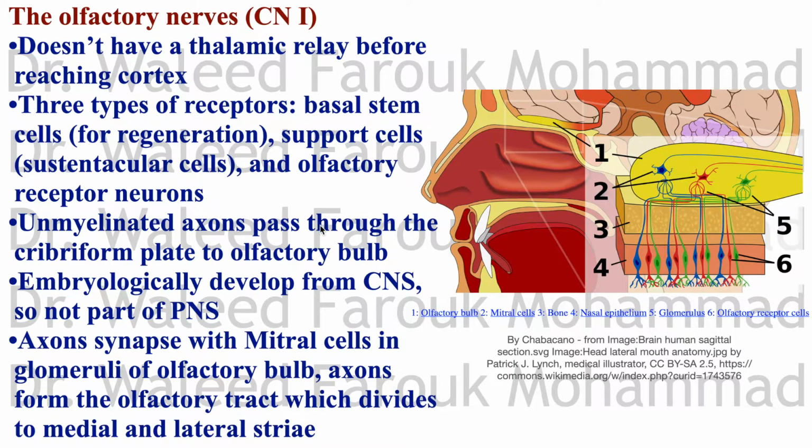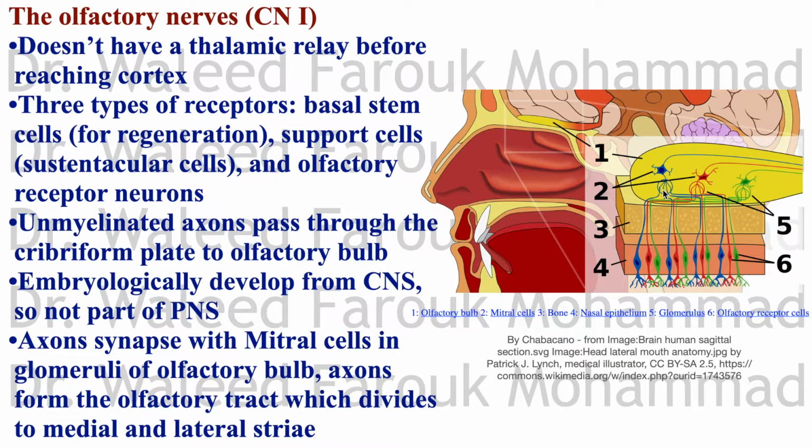And there are 3 types of cells in the olfactory epithelium. Basal stem cells, these are cells for regeneration. Support cells, called sustentacular cells, and olfactory receptor neurons. These are the olfactory receptor neurons you can see here. Now, they have unmyelinated axons that pass through the cribriform plate of the ethmoid to form the olfactory bulb. This is the olfactory bulb.